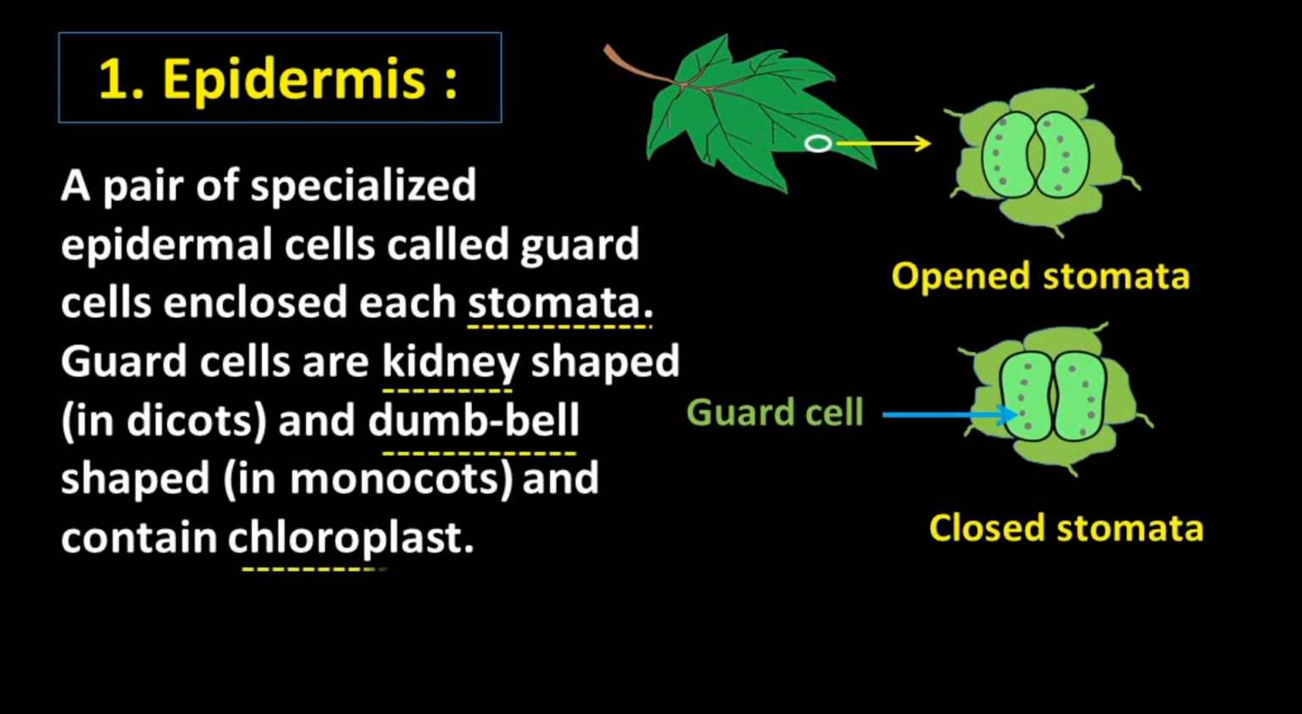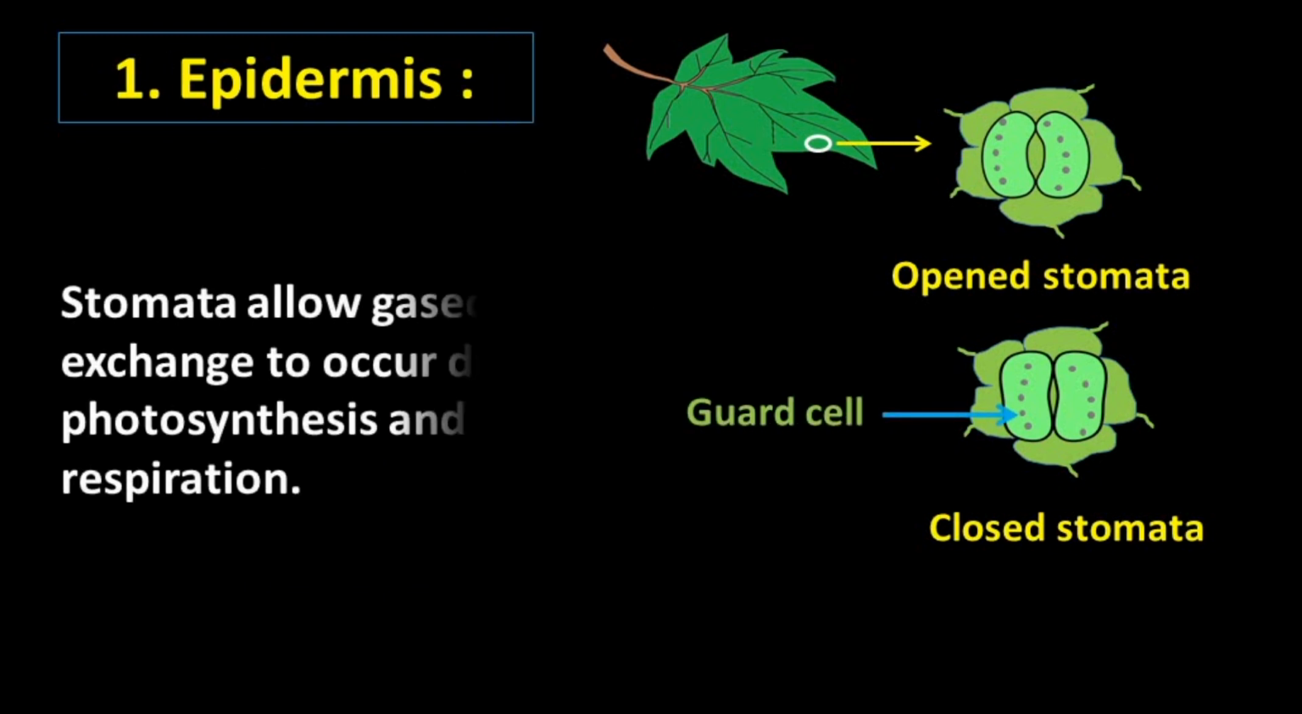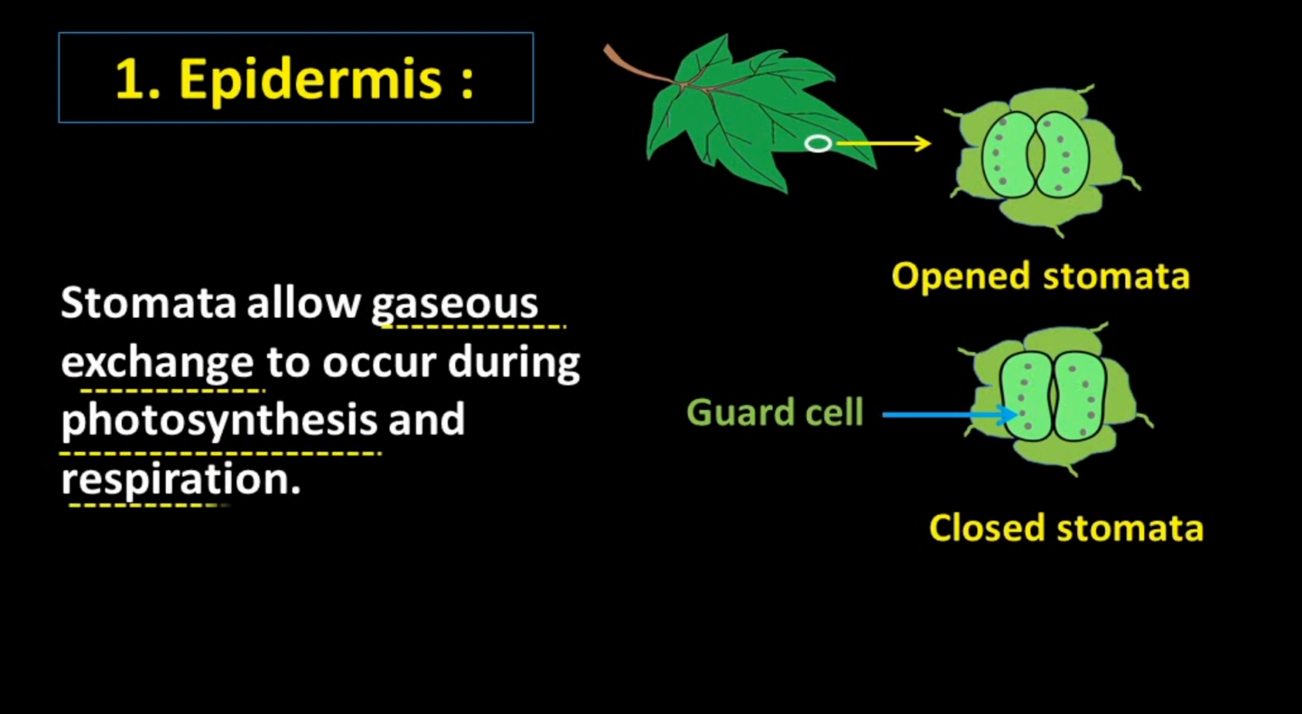Guard cells are kidney shaped, found in dicot, and dumbbell shaped, found in monocot, and these cells also contain chloroplast. Dumbbell-shaped guard cells are present in monocot plants and kidney-shaped guard cells are present in dicot plants. Stomata allow gas exchange to occur during photosynthesis and respiration.